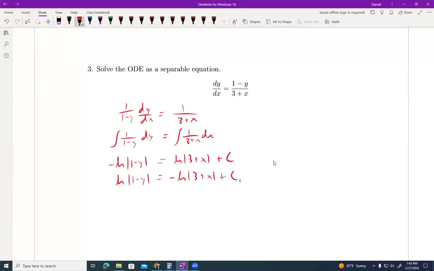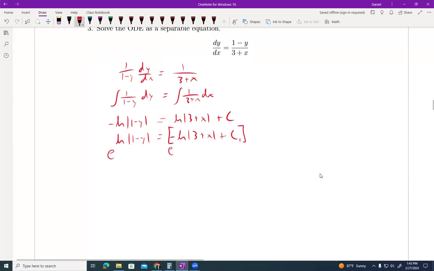Okay, now we'll do e raised to both sides, keeping in mind that this whole thing is in the exponent of e here. So on the left-hand side, I'm just going to get absolute value of 1 minus y. On the right-hand side, I have e to something plus something, right? So that means I'm going to get e to the first thing times e to the second thing. Well, e to c1 is just another constant, which I'll call c2. And then e to the negative ln of 3 plus x, put it in the denominator, we get e and the ln cancel off. So there we have it.